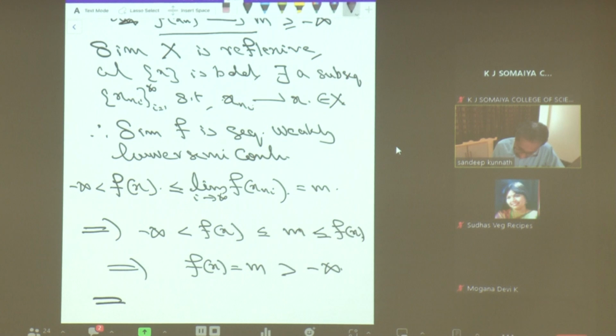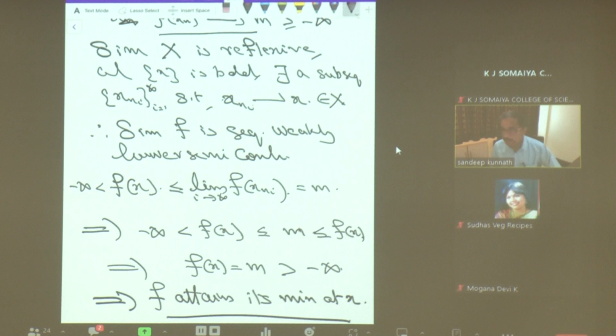It implies f attains its minimum at x, and that proves the theorem. Okay. So this is what it shows, that f attains its minimum at a point.